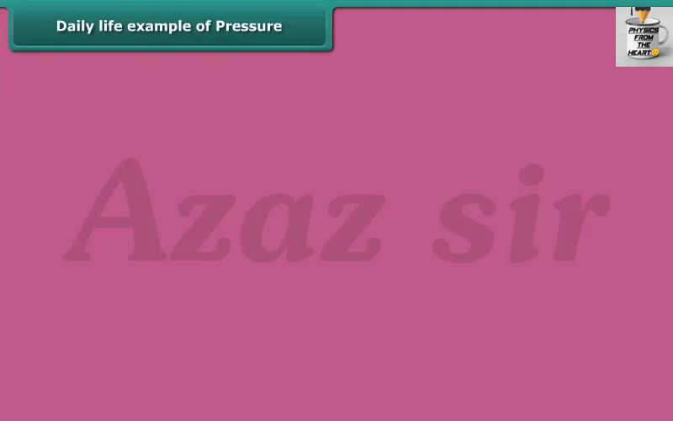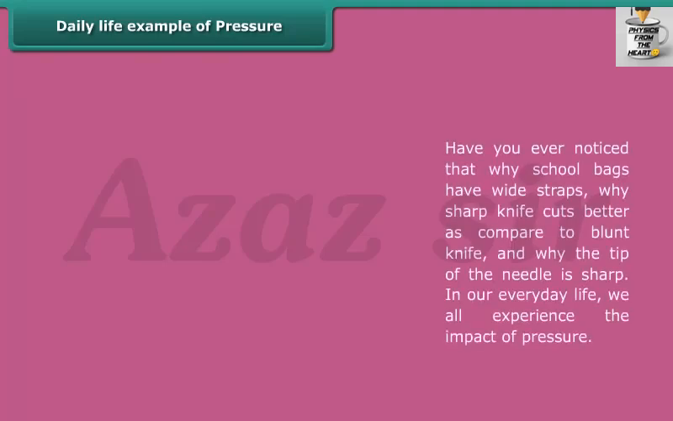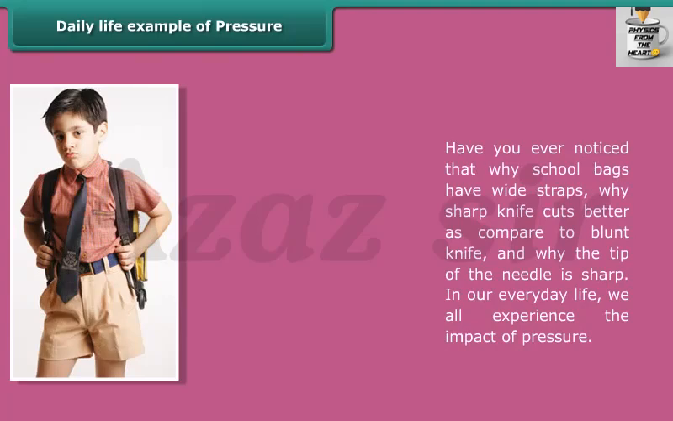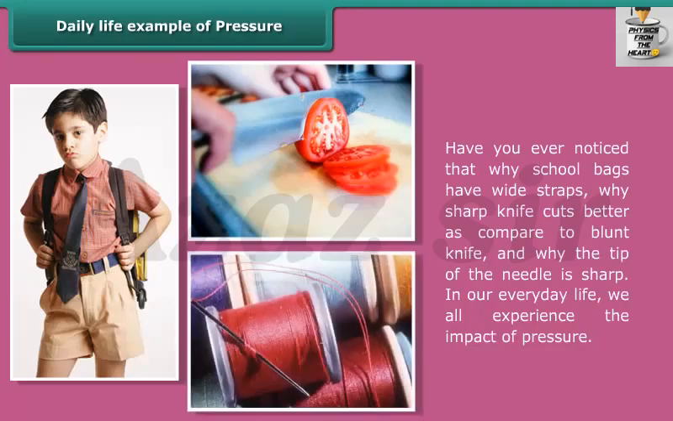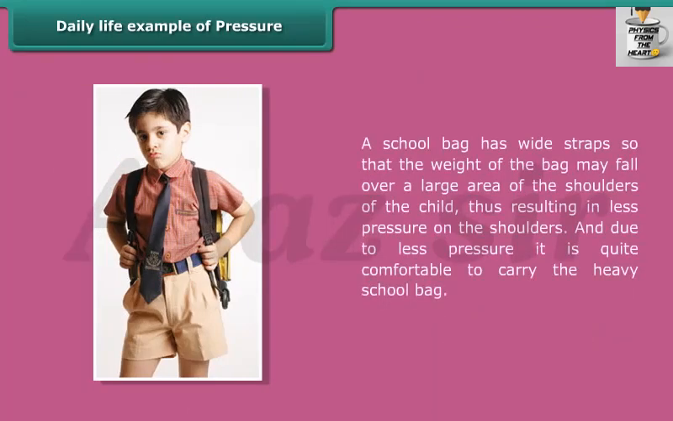Daily life examples of pressure. Have you ever noticed why school bags have wide straps? Why does a sharp knife cut better as compared to a blunt knife? And why is the tip of a needle sharp? In our everyday life, we all experience the impact of pressure. A school bag has wide straps so that the weight of the bag falls over a large area of the shoulders of the child, thus resulting in less pressure on the shoulders. And due to less pressure, it is quite comfortable to carry the heavy school bag.